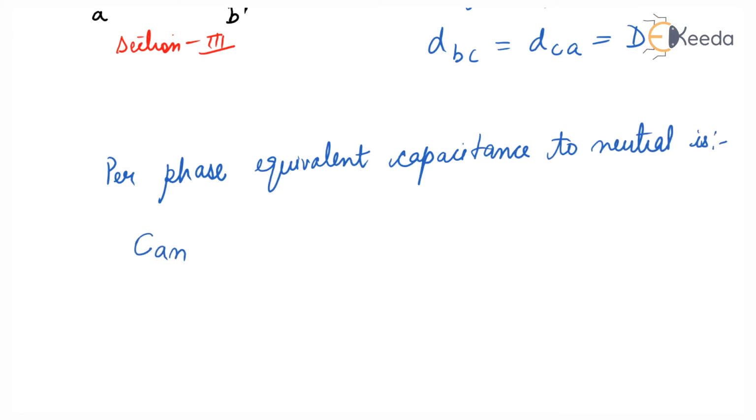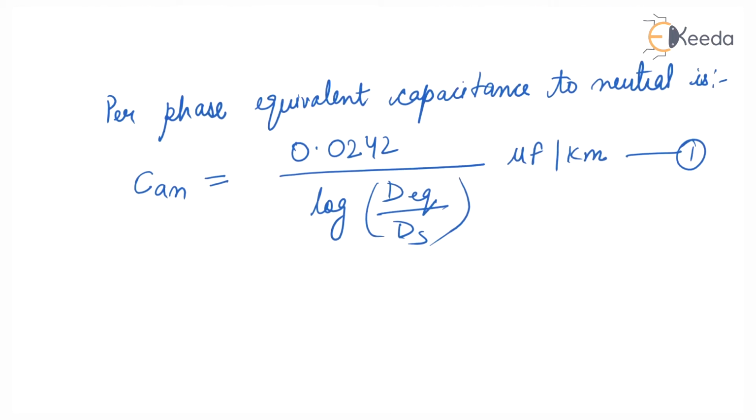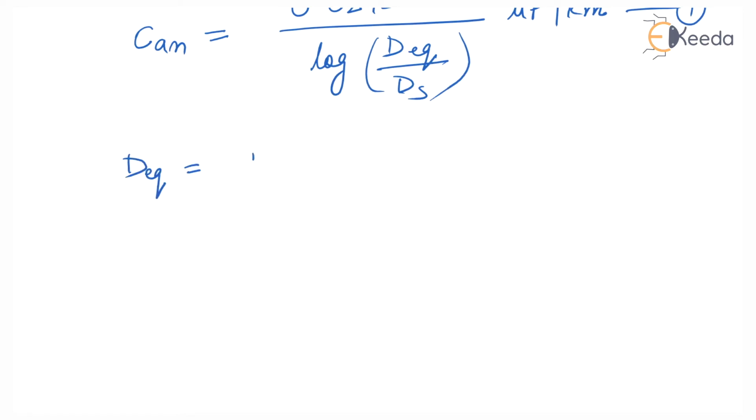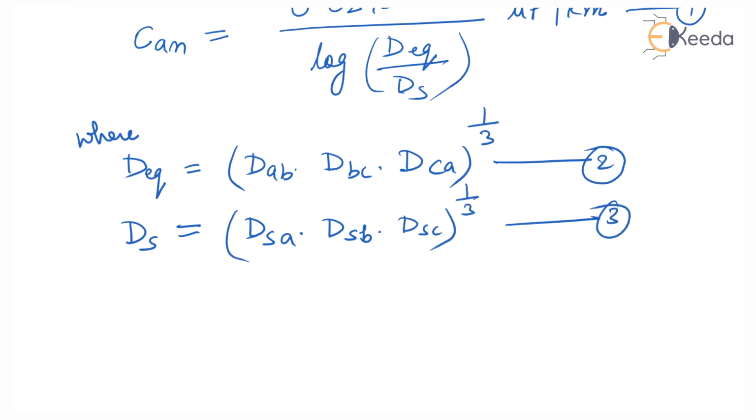Ca to N is equal to 0.0242 upon log D equivalent by Ds microfarad per kilometer. Suppose this is equation number 1. So we have to find the D equivalent and Ds, where you know D equivalent is equal to DAB into DBC into DCA to the power 1 by 3. Earlier we have seen this. So suppose this is equation number 2 and Ds is equal to DsA into DsB into DsC to the power 1 by 3. Suppose this is equation number 3.